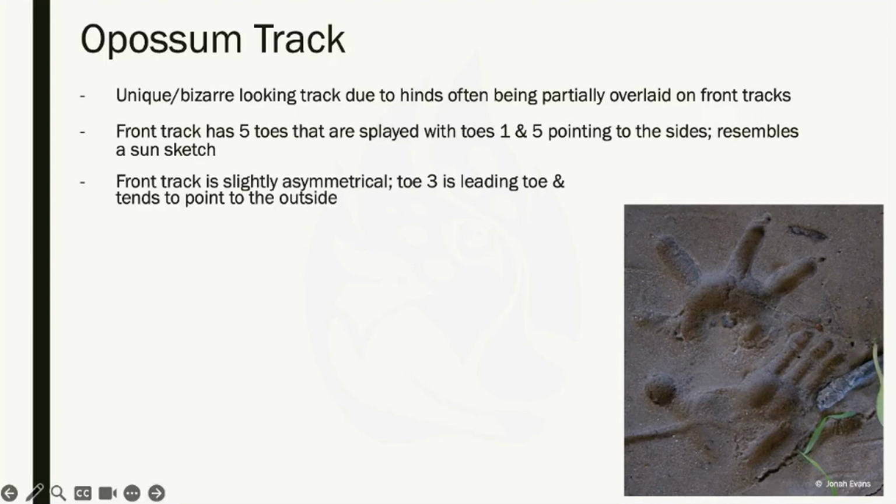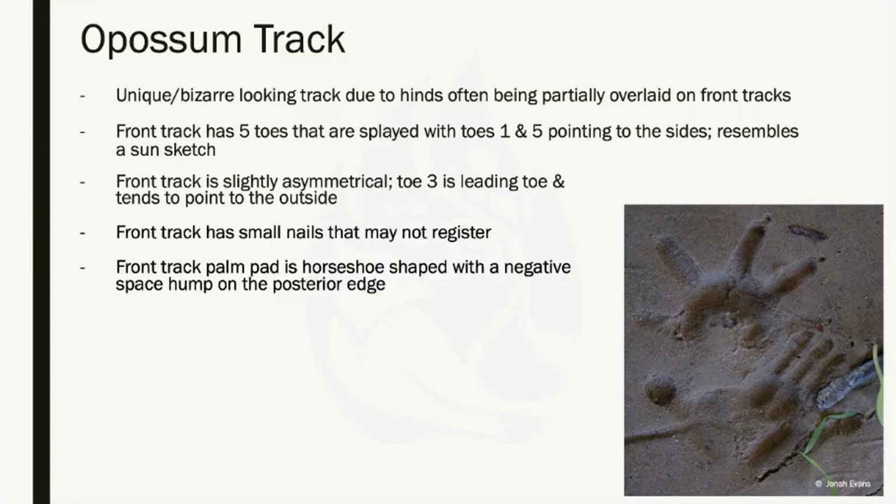Okay. And it is slightly asymmetrical. Again, if we drew a line straight down the middle here, you'll see this toe 3, which is the leading toe, points a little bit to the outside. So not quite symmetrical. Okay. And again, the front track has some small nails. Sometimes you see them, sometimes you won't. Okay. But what you will see very commonly is this sort of horseshoe shaped pad with this hump.